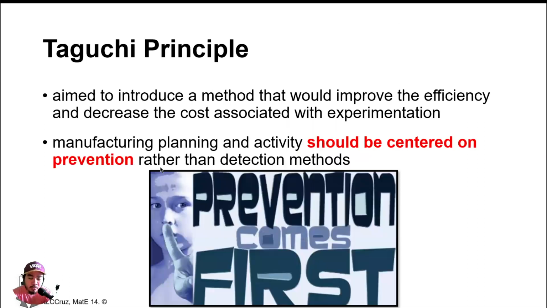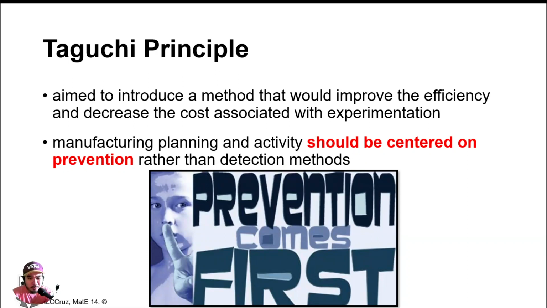Taguchi based his principle on improving efficiency and decreasing the cost associated with experimentation, no? So usually, if you look at the previous designs we discussed, the ANOVA, the 2 to the k design, if you notice, even with fractional factorial design or full factorial design and the two-way ANOVA, etc., it takes a considerable amount of time to do the experimentation.